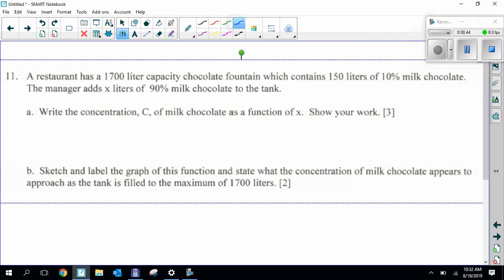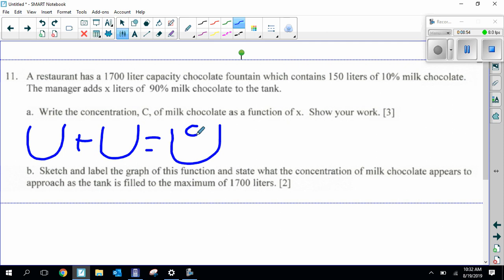A concentration problem. So with these, I always set them up with these little boxes first. You're mixing two things together to get your final result, which is going to have whatever our concentration is. The two things we are mixing together are 10% and 90%. It says we already have 150 liters of 10%, so that's 150 of that one. We're adding x liters of the 90%. We're going to end up with whatever percentage we end up with.